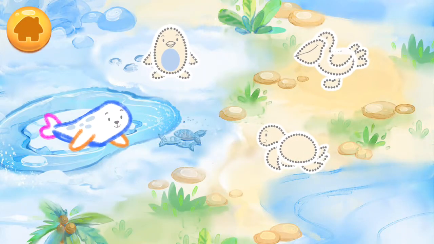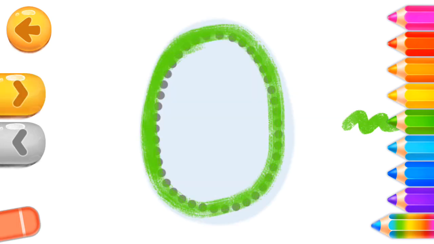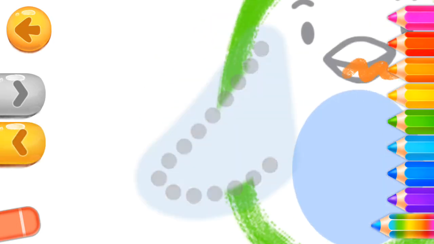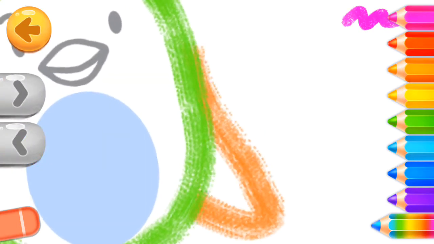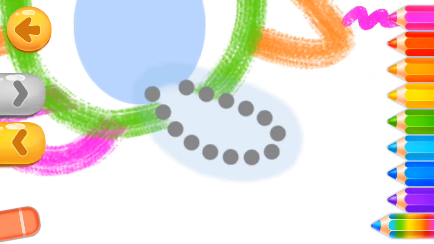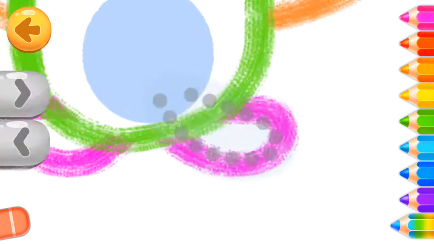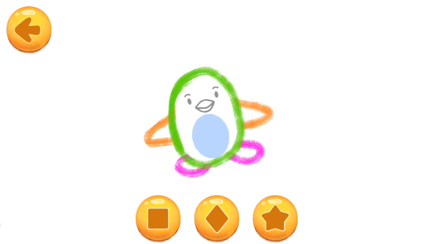Who lives on the seashore? Who do you want to draw? An unusual bird. The body of the penguin looks like an egg, but it can swim. Now draw a wing. Or is it a fin? Add a second wing. Draw the penguin paws. Look what a funny penguin you got. Click and see what happens.